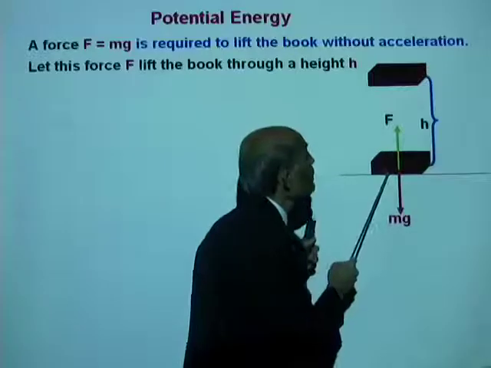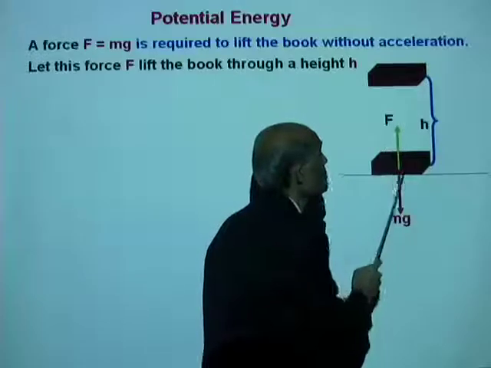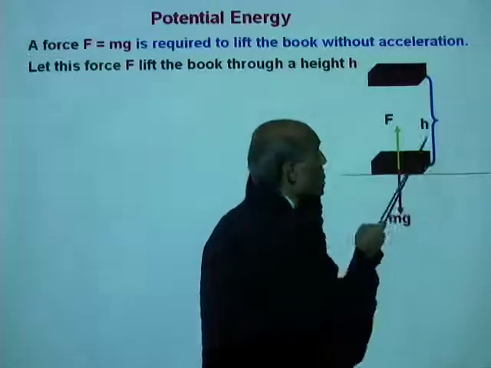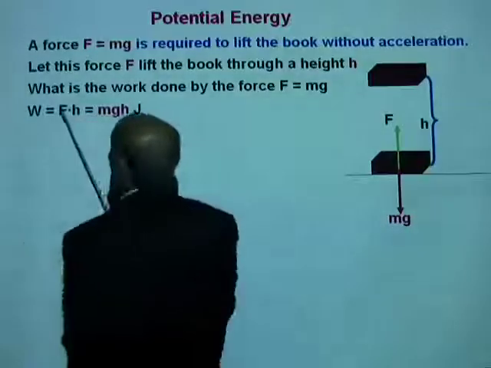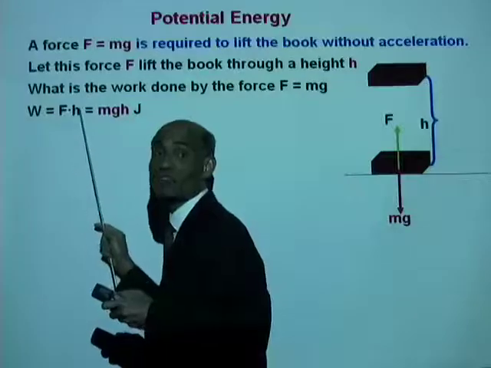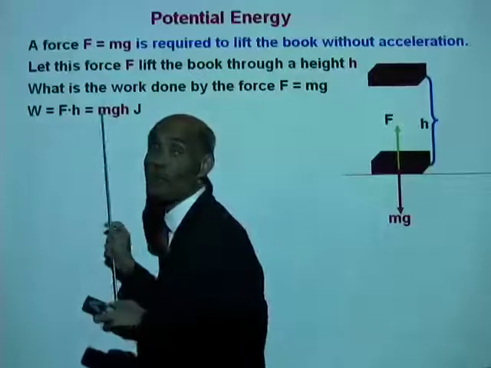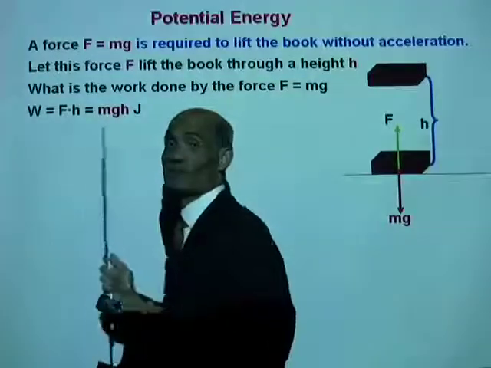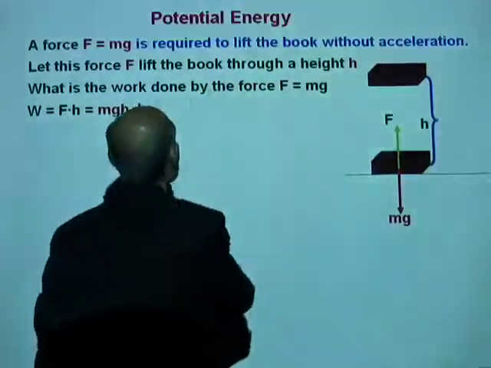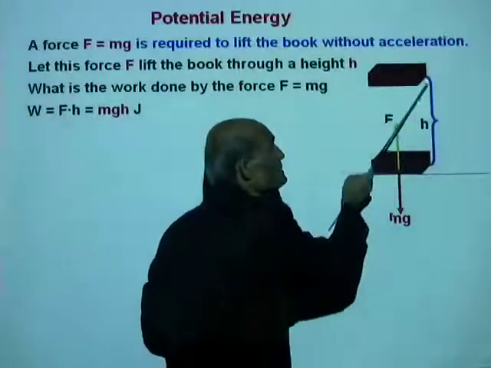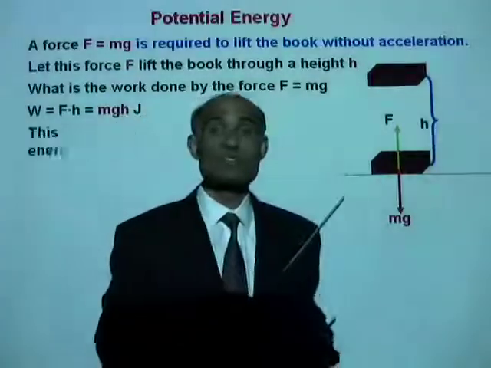Tell me, what is the work done by this force? The work done by this force is this force multiplied by that displacement, that is h. So the work done is force multiplied by that distance, and the force is equal to mg, and therefore the work done on this book to raise it through a height of h meters is mgh. The work done is mgh.